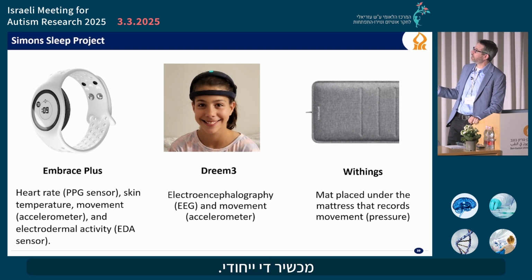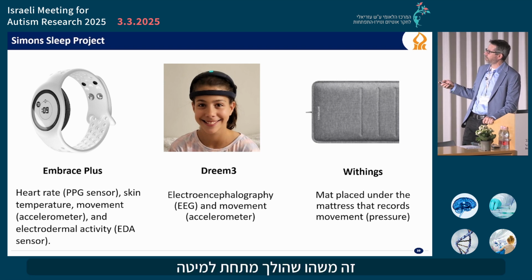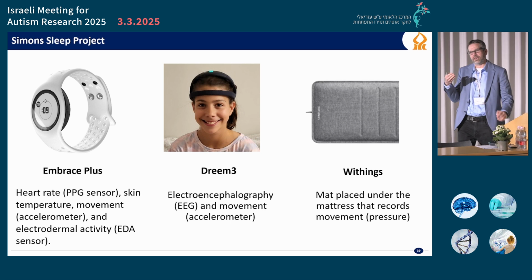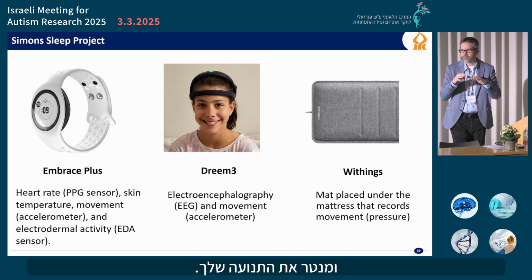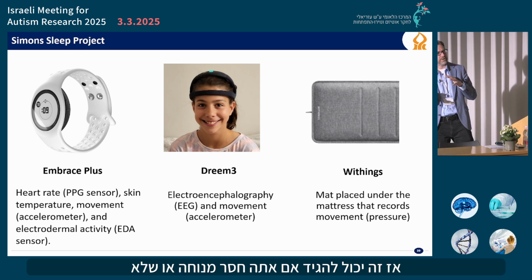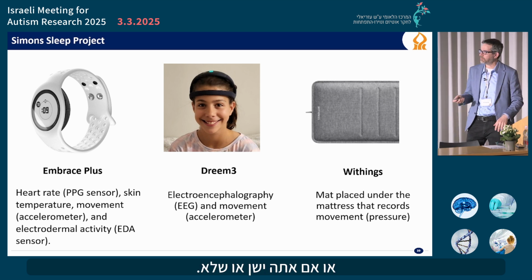Pretty unique device. And then this Withings mat is something that goes under the bed and starts working whenever you step into the bed and monitors your movement. So it can tell if you're restless or not, or sleeping or not.